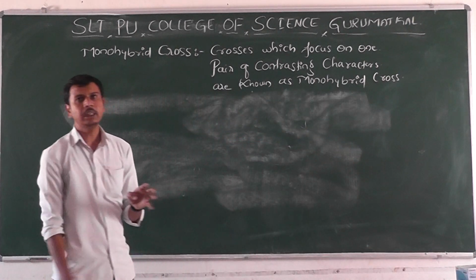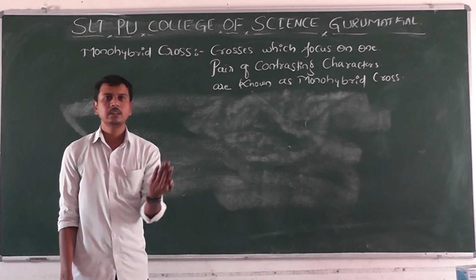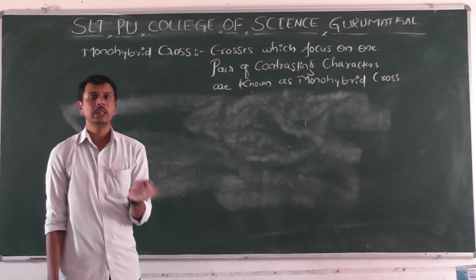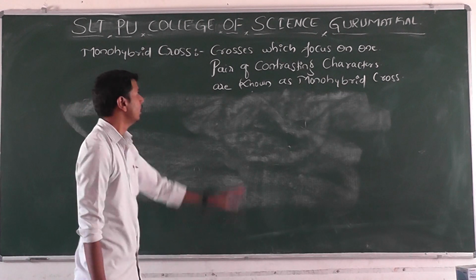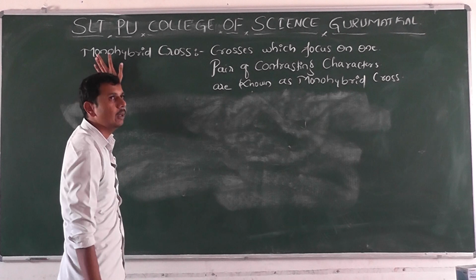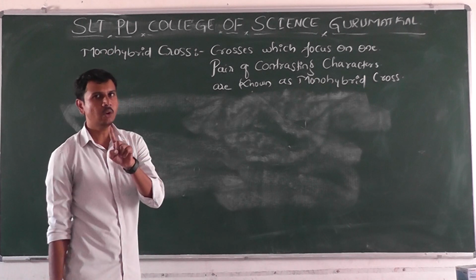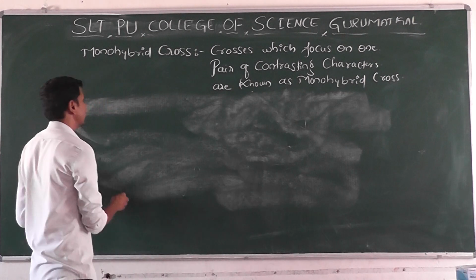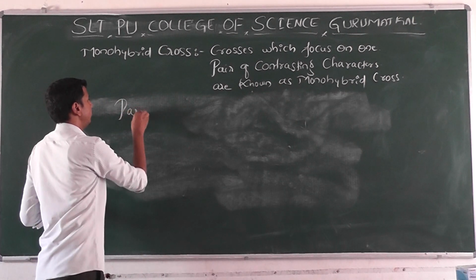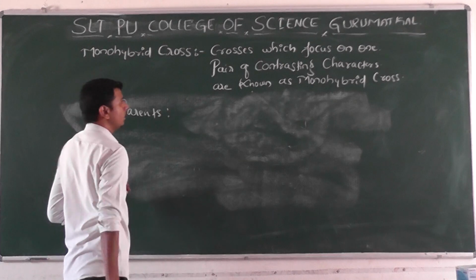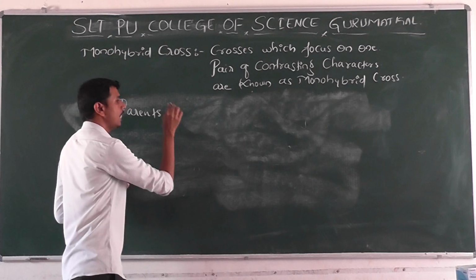First we are going to take the examples of a plant, then in the next class we are going to concentrate on the example of animals. So first we will go in for the monohybrid cross. In this case we are going to cross one pair of contrasting characters. So here for the parent we are going to concentrate on the height of the stem.